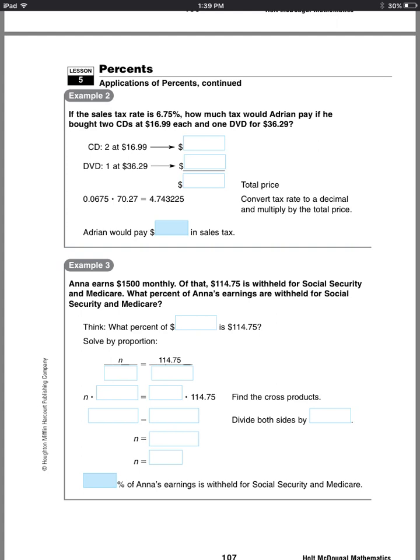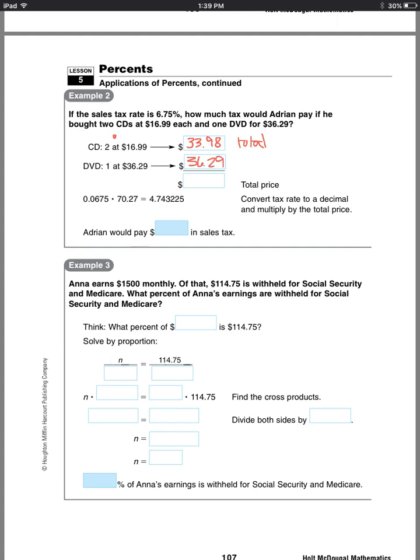Okay, so now we have sales tax. The sales tax rate is 6.75%. How much tax would Adrian pay if he bought 2 CDs at $16.99 each and 1 DVD at $36.29? So he has 2 CDs at $16.99. So in order to get this total for his CDs, we have to multiply, right? Because each CD is $16.99. So we get $33.98. Now, he only bought 1 DVD at $36.29, so we don't have to multiply anything there.